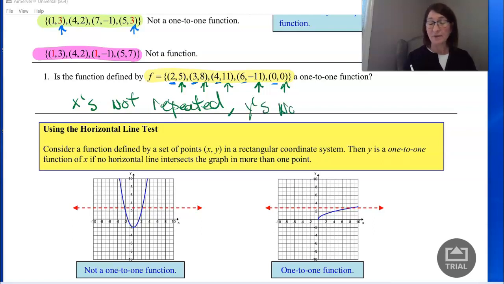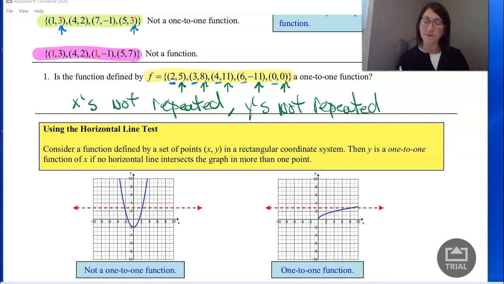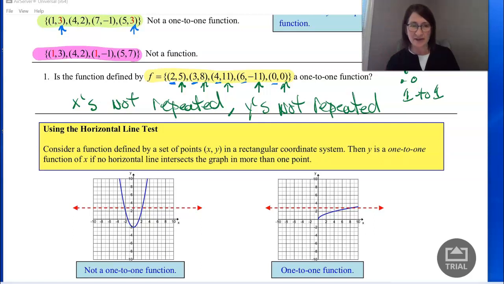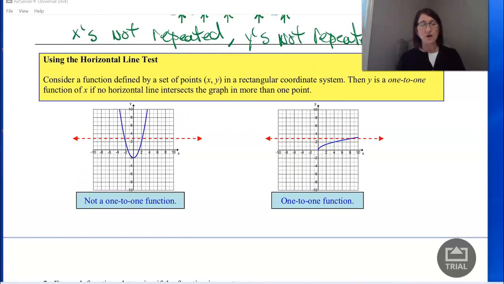Y's not repeated. Therefore, we say this is a one-to-one function. All right. Well, just like we were using vertical line tests to help us determine whether or not a function was a function, we can use a horizontal line to tell whether it is a one-to-one function.